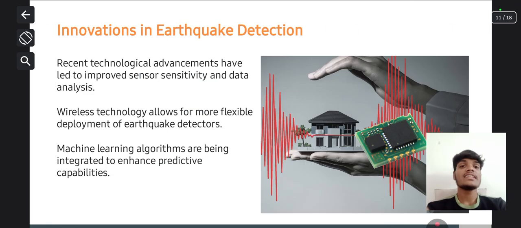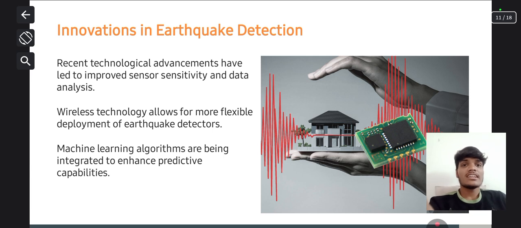Innovations in earthquake detection. To reduce those challenges, there are some innovations in earthquake detection. Recent technological advancements have led to improved sensor sensitivity and data analysis. Wireless technology allows for more flexible deployment of earthquake detectors. Machine learning algorithms are being integrated to enhance predictive capabilities.